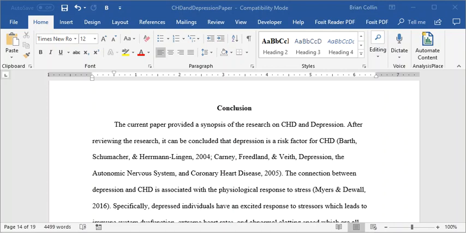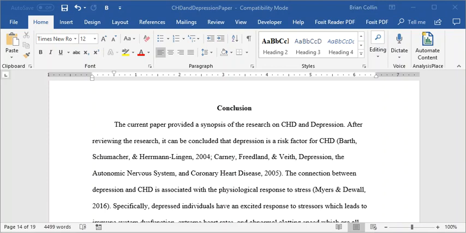I'm going to talk to you guys about how to do a conclusion. So in the conclusion, you're going to want to state the aims of your study. Some people state the three aims: the first aim was to do this, the second goal was to do this, and the third goal was to do this. And then they'll start talking about what the results were.